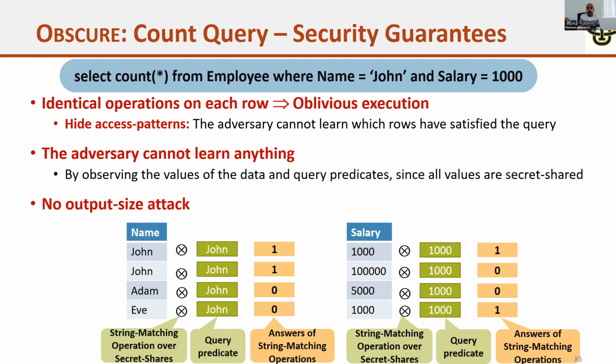So I will show you. First, see the security guarantee of this approach. So what is happening? This is completely oblivious because I am executing the identical operation on each row. So that's why it is completely oblivious. The adversary cannot know anything based on the operation. There is no output-size leakage, because at the end of the entire computation, the cloud will send only one value. By sending only one value, he can never know how many values are satisfying the query or not.